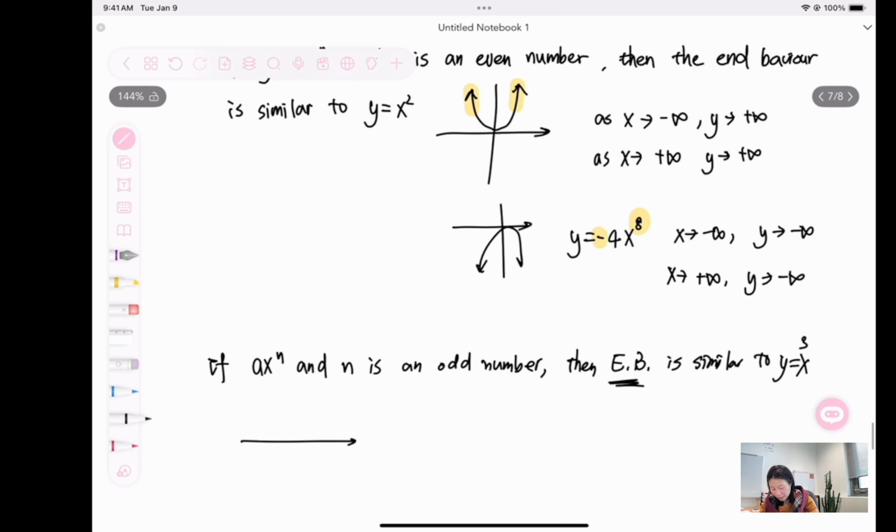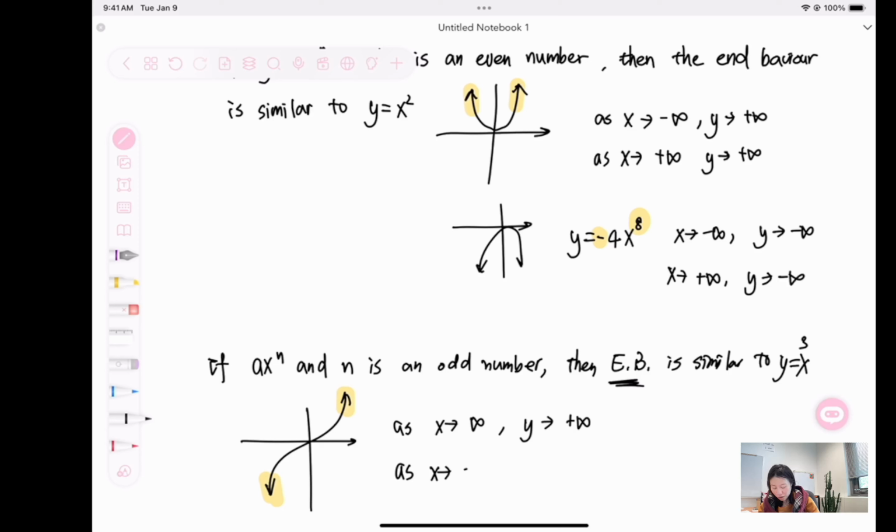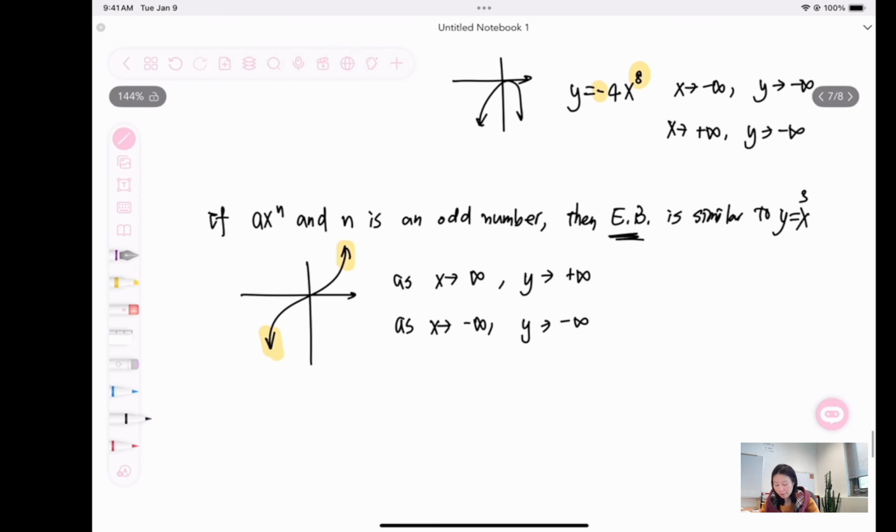So the end behavior means where the arrow goes. If a is a positive number, the coefficient, that means as x goes to positive infinity, y goes to positive infinity. As x goes to negative infinity, which is going to the left, y goes down, negative infinity.